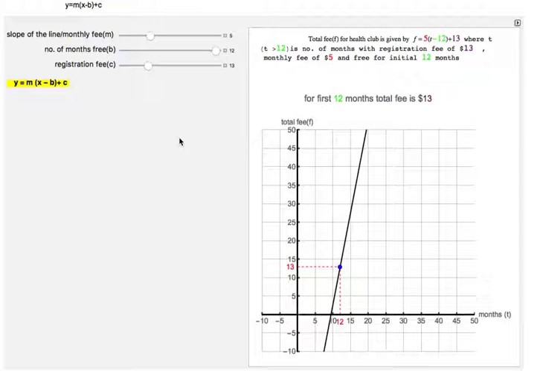This is another interpretation of a linear function. This time, the function is represented in the form y equals m times the quantity of x minus b, plus c. Now we have a word problem over here. Total fee f for a health club is given by the function f equals 5 times the quantity of t minus 12, plus 13.